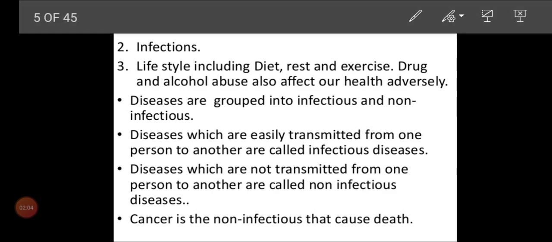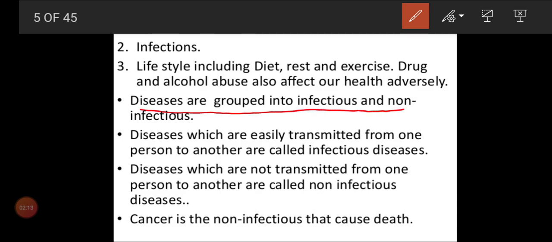Now we'll start with our heading, disease: common diseases in human beings. Diseases are grouped into infectious and non-infectious. But before moving into that, first we want to see what disease is. Disease is a disturbed ease. That is very important. What is disease? A disturbed ease. What is ease? E-A-S-E.